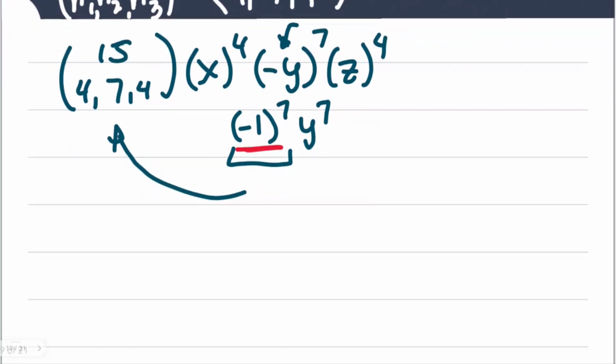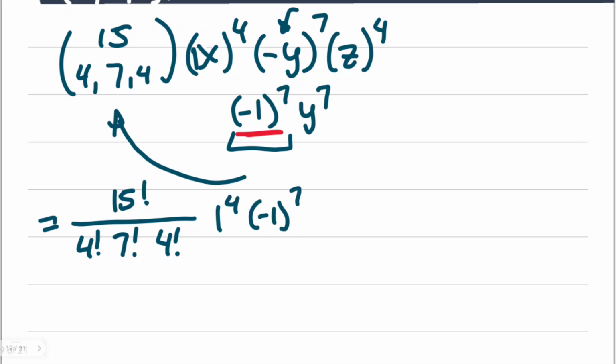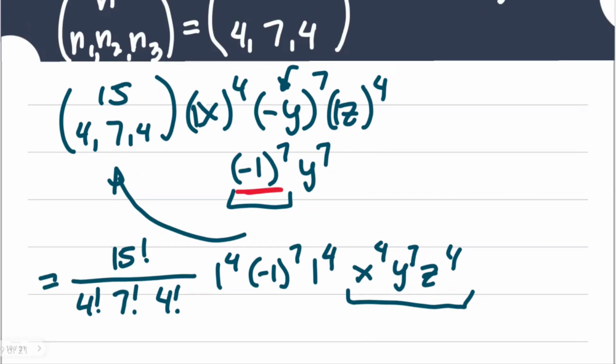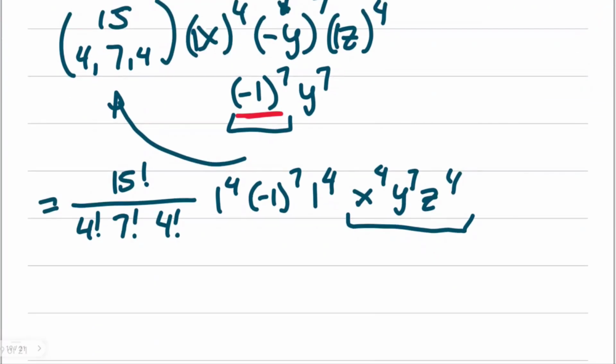If we are going to continue here, this will become 15 factorial over 4 factorial, 7 factorial, 4 factorial. Of course, it has 1, right? So 1 to the power of 4, or just simply 1. Negative 1 raised to the power of 7. You also have 1 here, 1 to the power of 4. And you will have x to the power of 4, y to the power of 7, no longer negative because your negative is already here, and z to the power of 4. This is the intended literal coefficient discussed here. So basically, we are going in the right direction. This may no longer be part of the process, but this is an indication that we're doing it right.